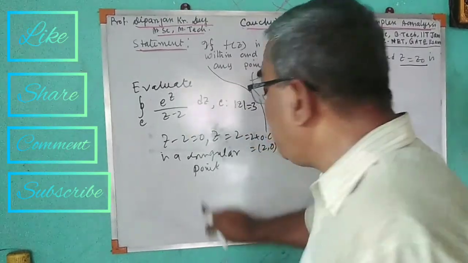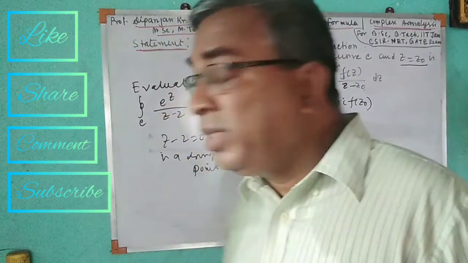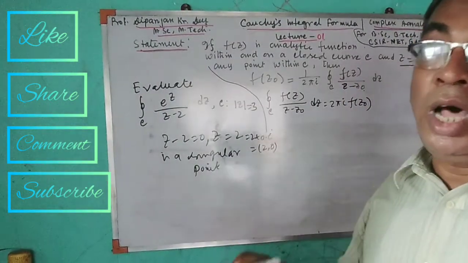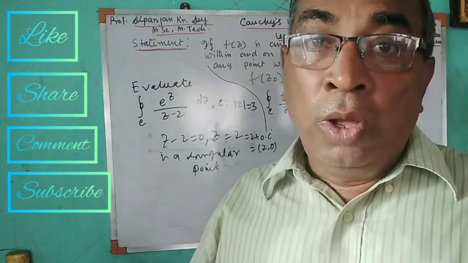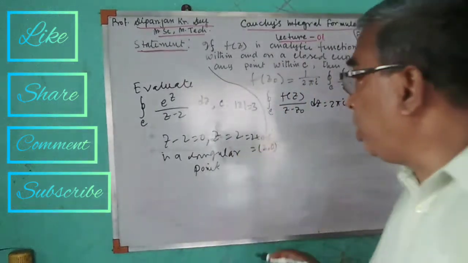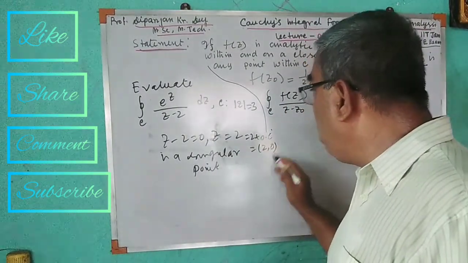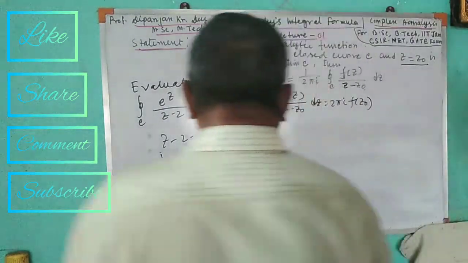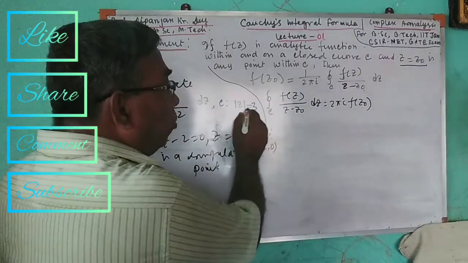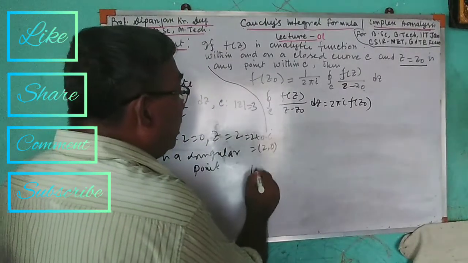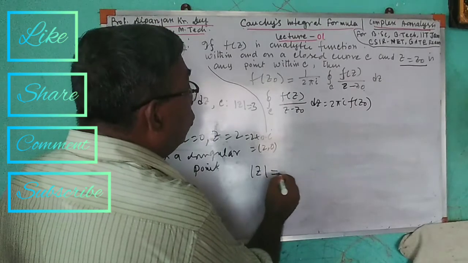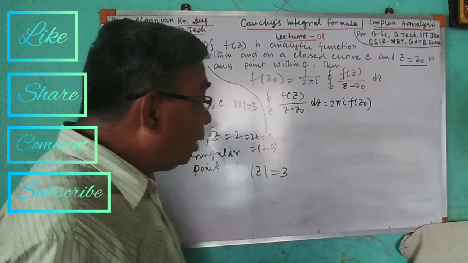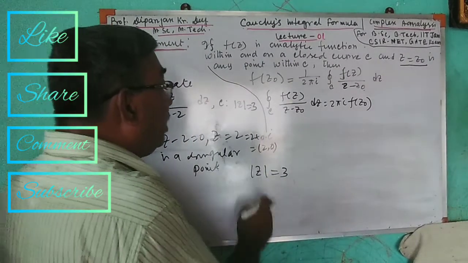Now we have to see whether this singular point lies inside the curve, on the curve, or outside the curve. This is very important. What is the closed curve here? The curve is mod z equal to 3. So this means this is a circle, as I have already discussed, a circle of radius 3.